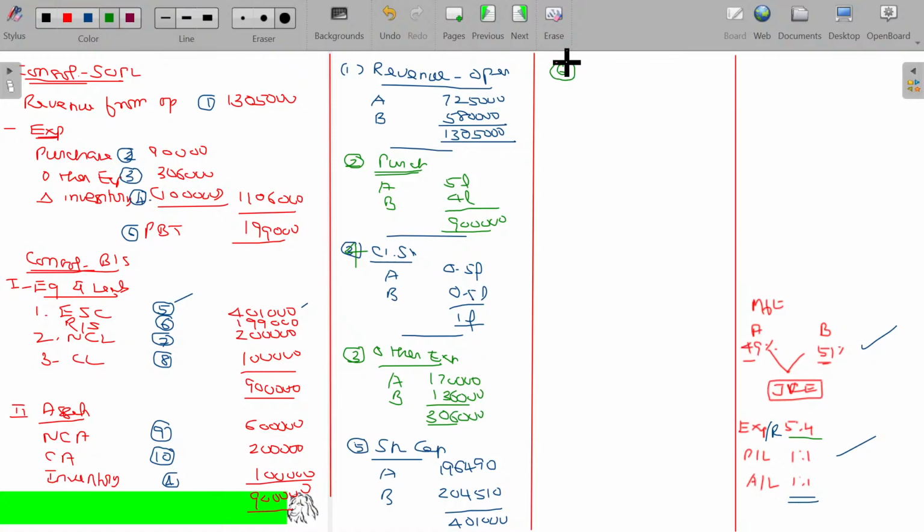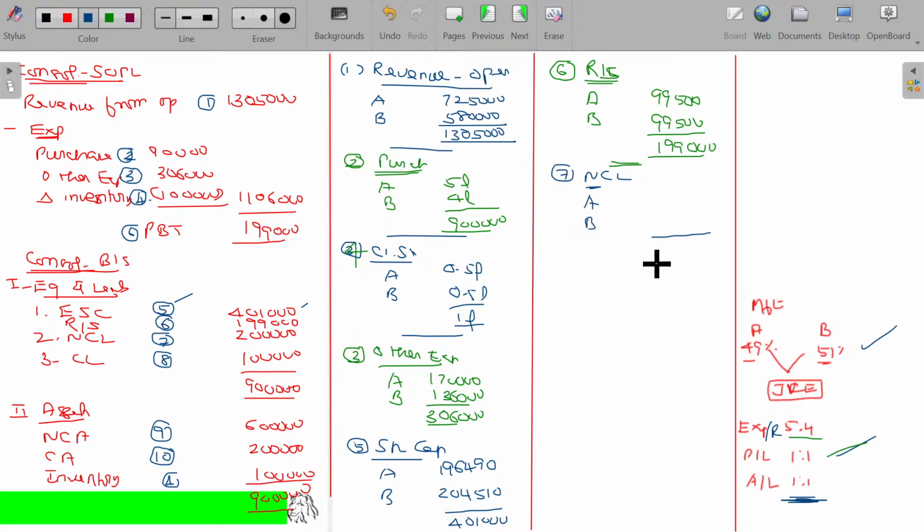Sixth one, reserves and surplus. Reserves and surplus for A and B. Profit before tax being 1,99,000. Profit and loss shared equally 99,500. Seventh one, non-current liabilities. Assets as well as liabilities both will be shared equally for A as well as for B.